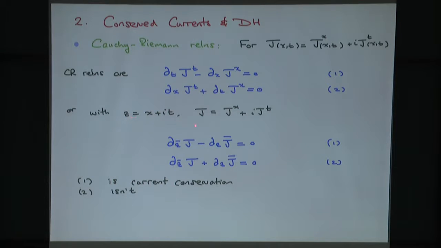And if you just switch to this standard notation, x plus it is z, then you can just write them in this form down here. So the first relation, this one, is current conservation. And the second one isn't current conservation. It's a sort of rotation-free condition for these functions.